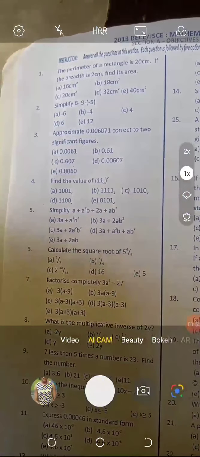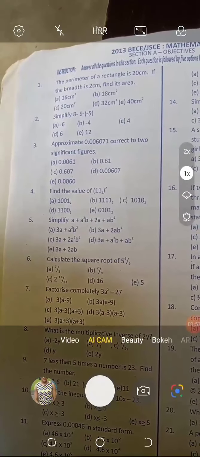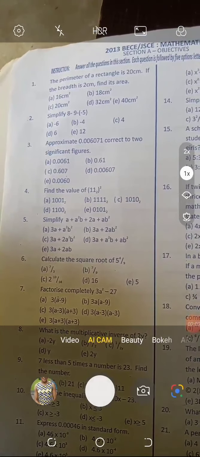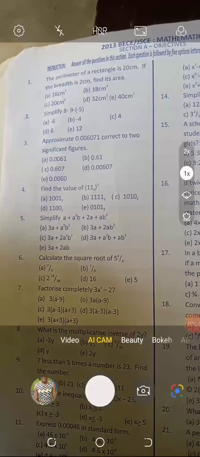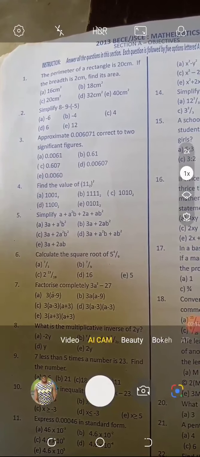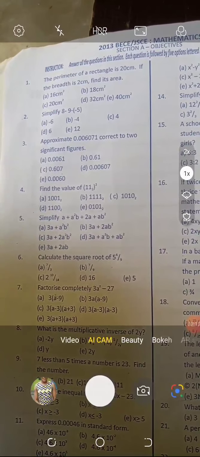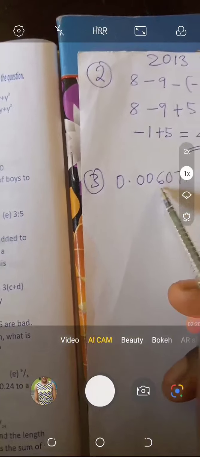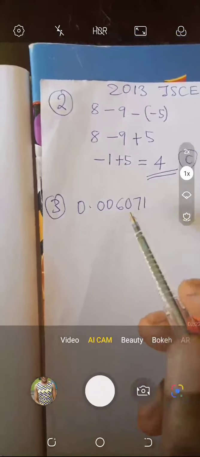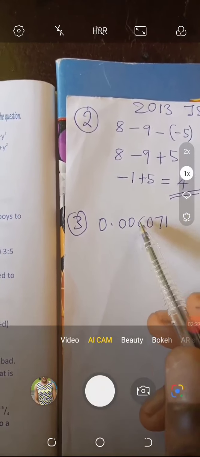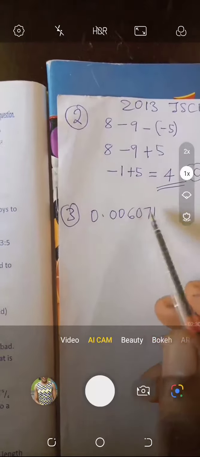Question number 3, approximate 0.006071 correct to two significant figures. So 0.006071 to two significant figures. So for the two significant figures, we count the significant figures, that is those numbers that are greater than 0, those are significant figures in this case. So except the 0 that is in between, that one is in between, so it's not like any of these zeros. So we are going to count from here.